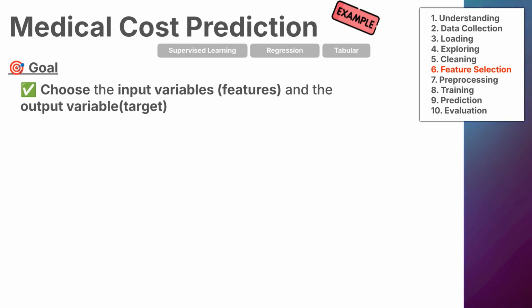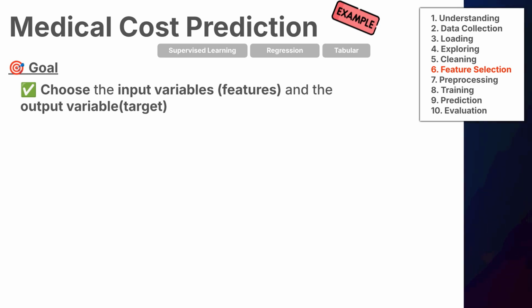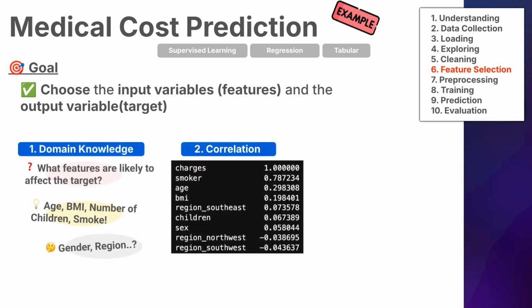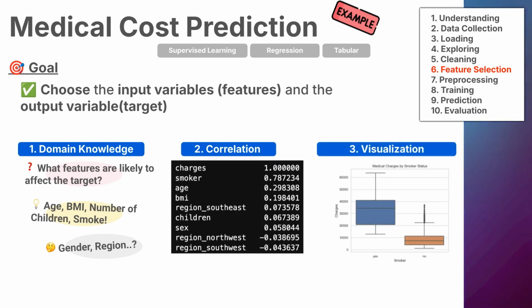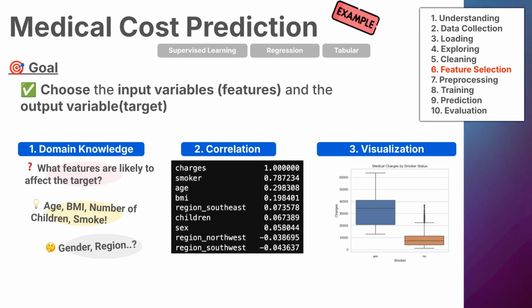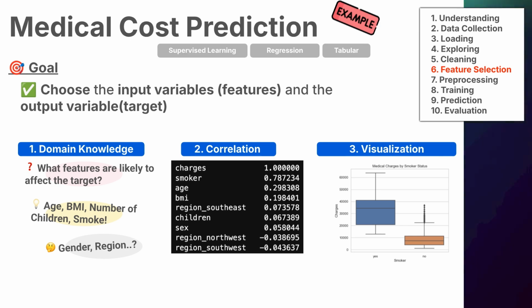To select the most relevant features for predicting medical charges, we used a combination of domain knowledge, correlation analysis, and visualization. From a domain knowledge perspective, it's reasonable to assume that a person's age, BMI, number of children, and especially whether they smoke, would significantly impact their medical costs. Additionally, factors like gender and region may contribute to variation, even if the impact is smaller.